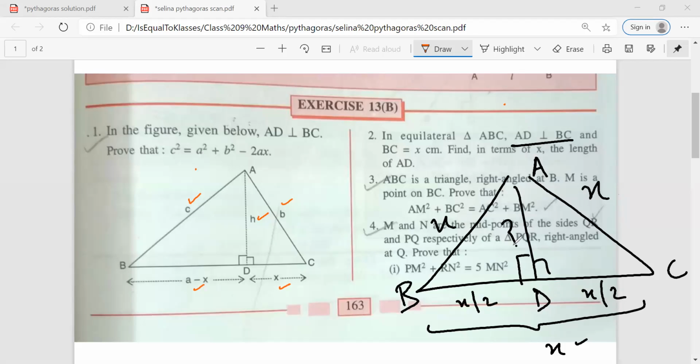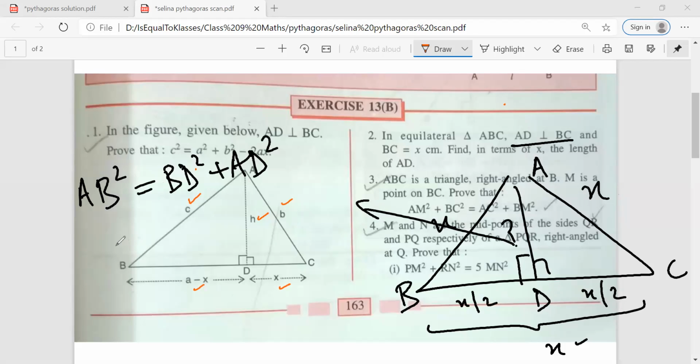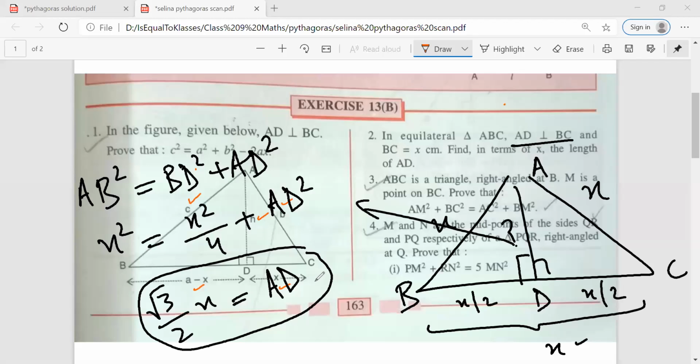And if I have to find the value of AD, I will be applying Pythagoras theorem. AB square is equal to BD square plus AD square. AB square is x square. BD square is x square by 4 plus AD square. So therefore value of AD square would be, so value of AD would be equal to, if we solve, root 3 by 2 x. Any doubt? No, sir.